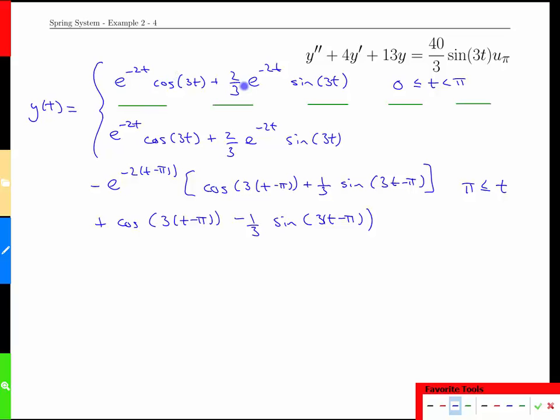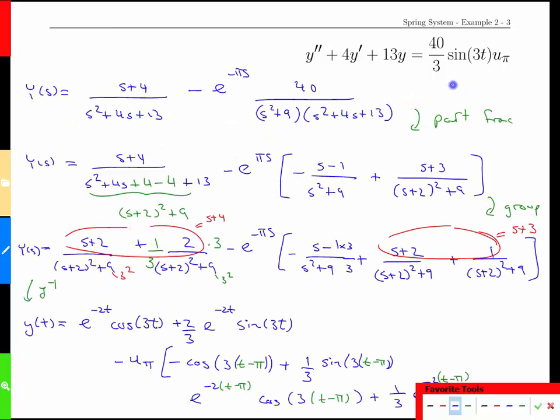In piecewise form, here's what y of t looks like. It is a combination of the two exponentials up until time equals pi, so from the start of the simulation until time equals pi. And the reason for that being the only two functions in play is because all the other 4 functions are multiplied by u pi. And again, that u pi means on, at, and after t equals pi.